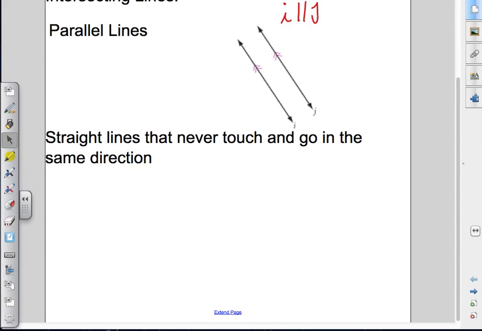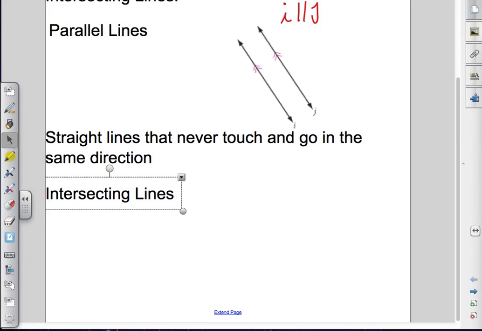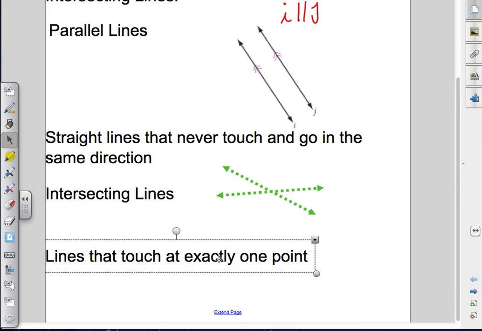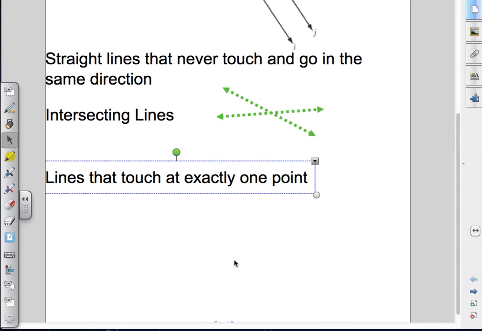Next, let's talk about intersecting lines. Okay, intersecting lines. A picture of intersecting lines would look like this, and you're going to notice there's nothing special about it, it's not like anything you've ever seen before. And basically, intersecting lines are lines that touch at exactly one point. That's all they are. They're just lines that touch at exactly one point.